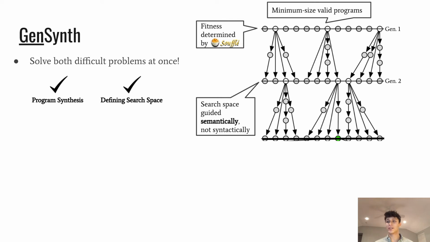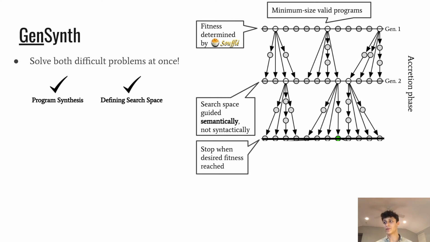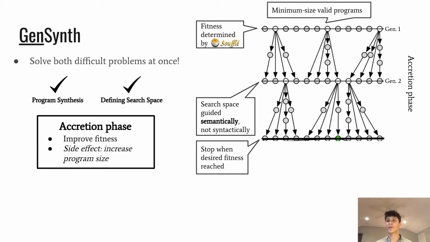We continue this process until we reach a program that has a desired fitness and stop when such a program is reached. Now this is the accretion phase. Throughout the accretion phase, we improve the fitness of the program until we reach the desired fitness. But there is an unintended side effect, which is that we increase the program size throughout the phase.